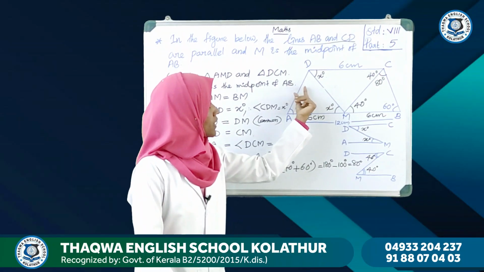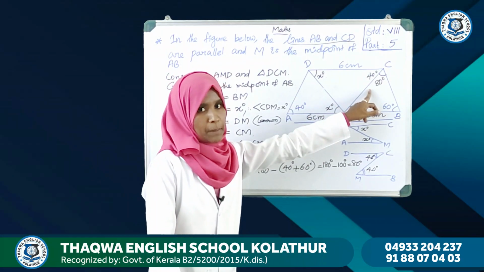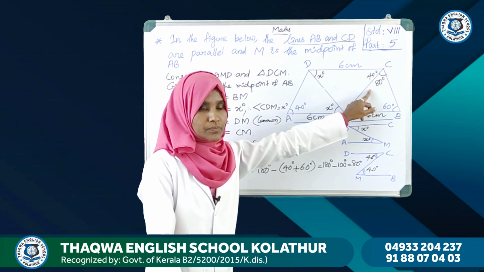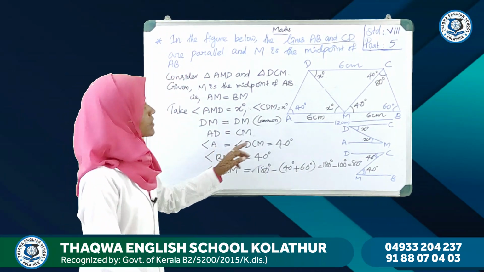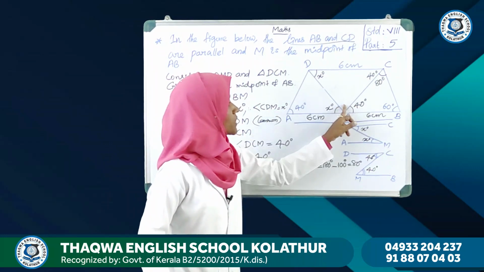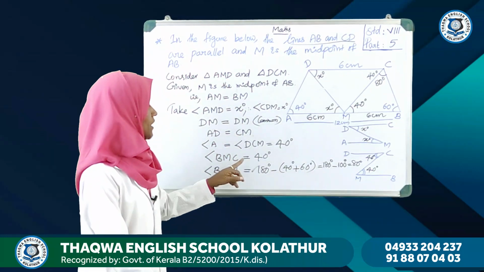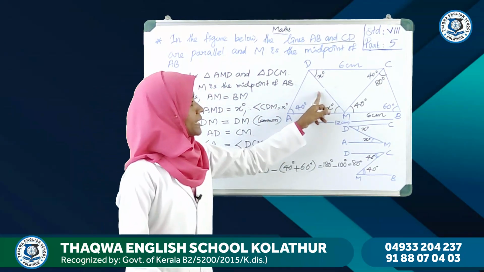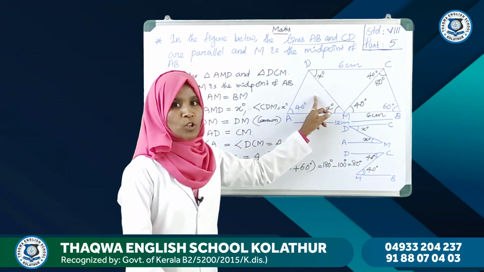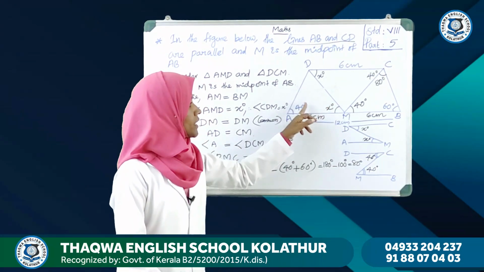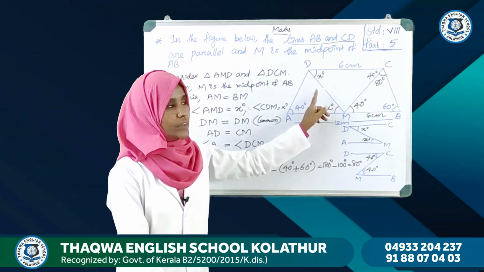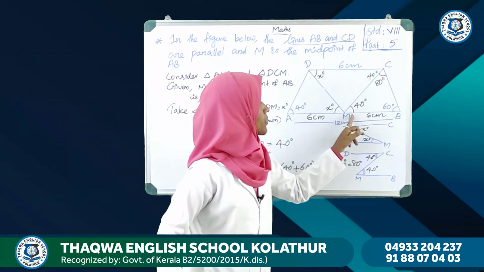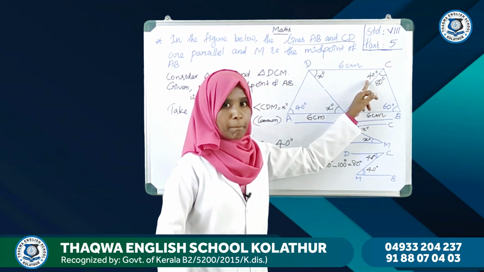Okay, that is AD equals CM. Yes. Okay, then next, angle A equals angle DCM equals 40 degree. Then what is the reason? DM is common in both the triangles, or they are the angles opposite to the side DM. Okay, that is angle DCM is 40 degree.